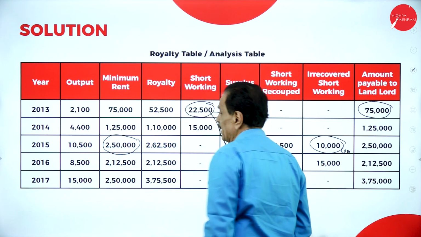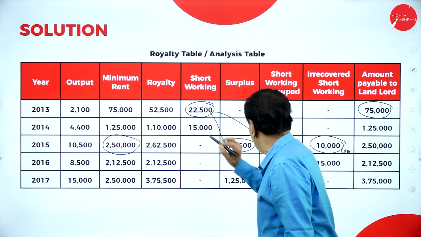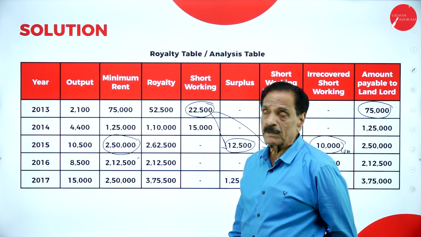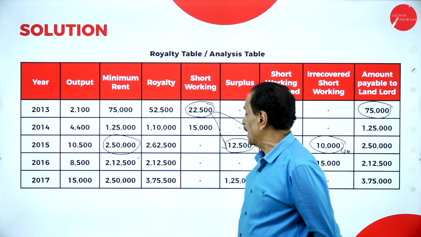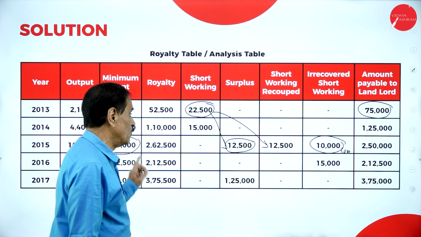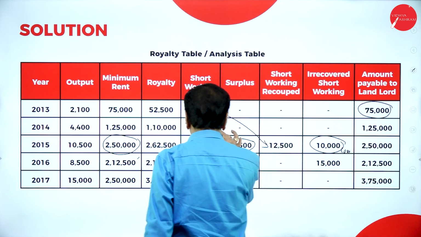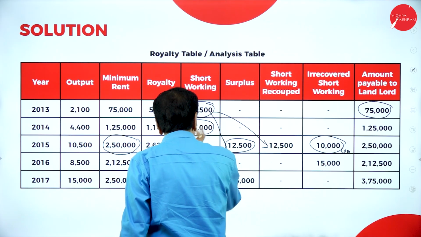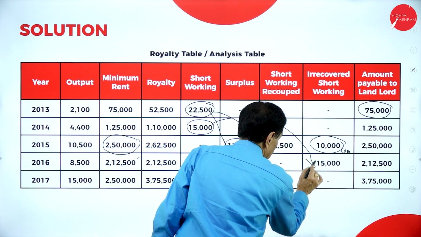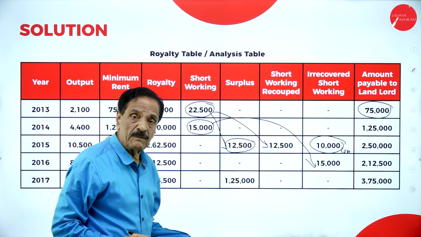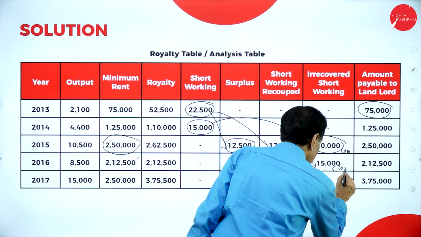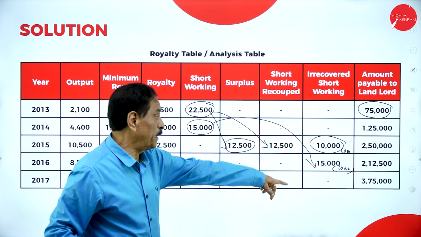Then come back to the next year. This should be recovered now, 15,000. So with output of 8,500, the royalty is 2,12,500, and the minimum rent is 2,12,500 only. So how much should be recovered now? 15,000 should be recovered, but it cannot be recovered. It has been transferred to profit and loss account. Here 15,000 is not recovered and is transferred to profit and loss account. This is nothing but a loss. So how much is payable to the landlord?